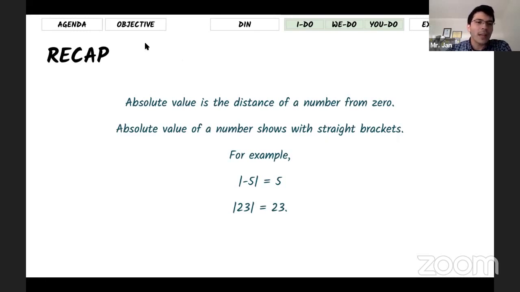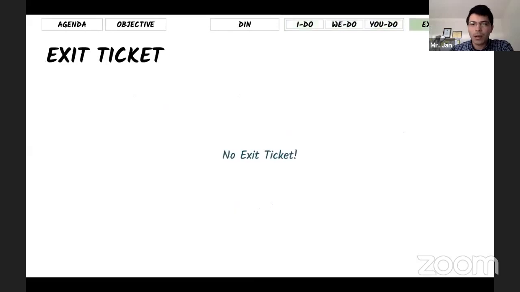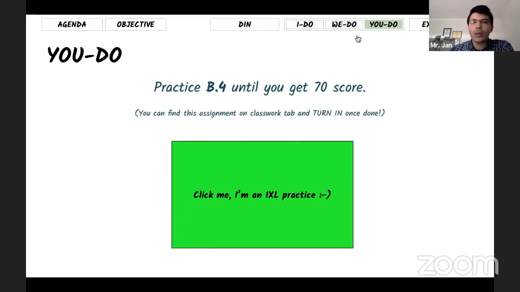If you finish the IXL before, that means you're awesome. And make sure you turn in your assignments, okay? Once you finish IXL, just click the turn in on the Google Classroom so I can grade your assignment. So last thing you're gonna do is go to your UDO, or you can also find this on the classwork tab as an assignment. I put it, and once you finish this IXL, make sure you turn in. Okay, that's very important, because I need to enter your grade in your grade book.